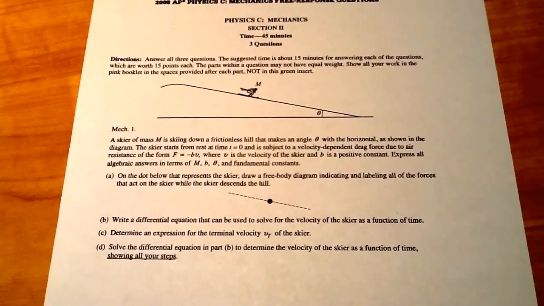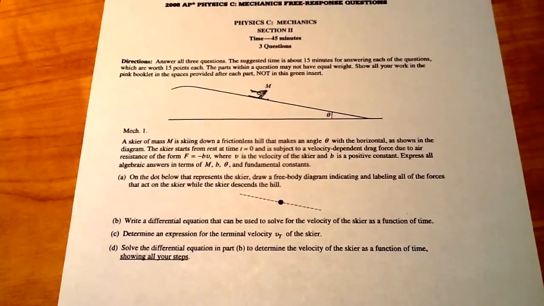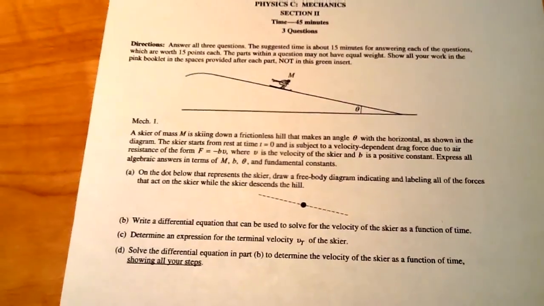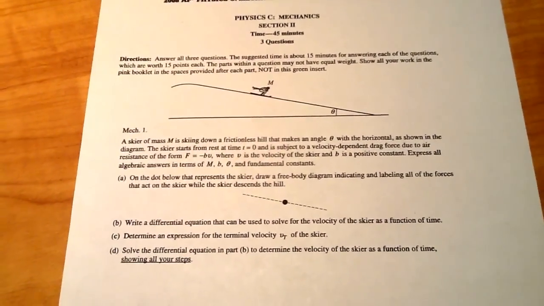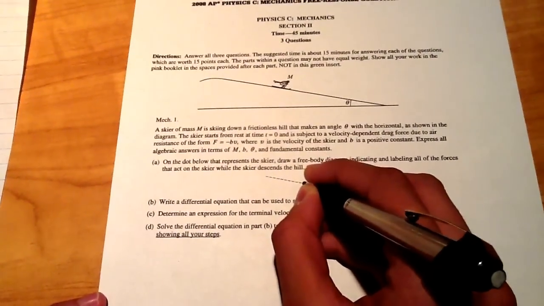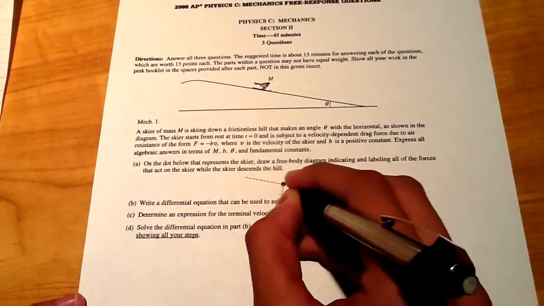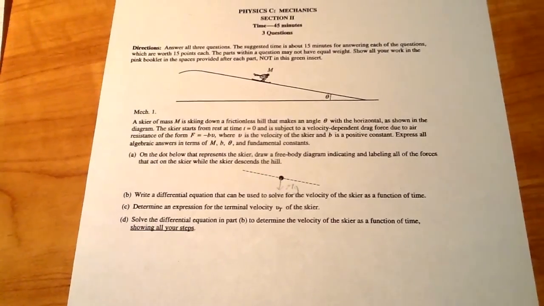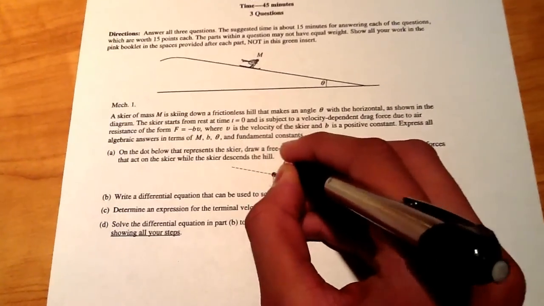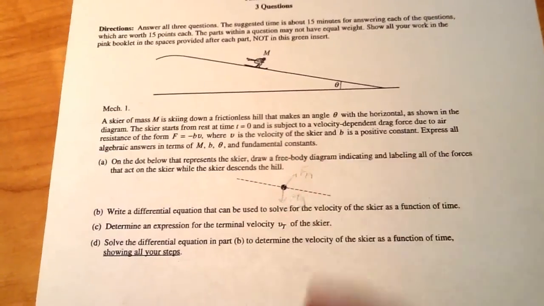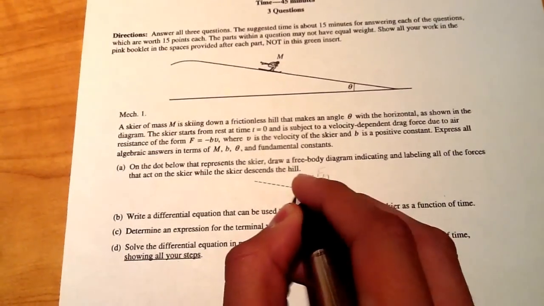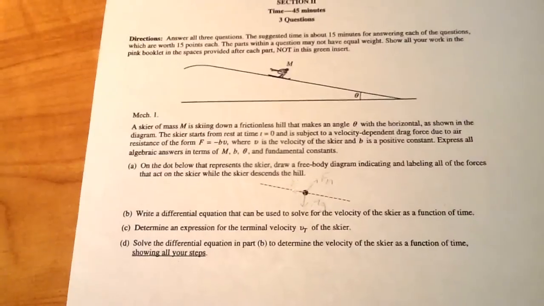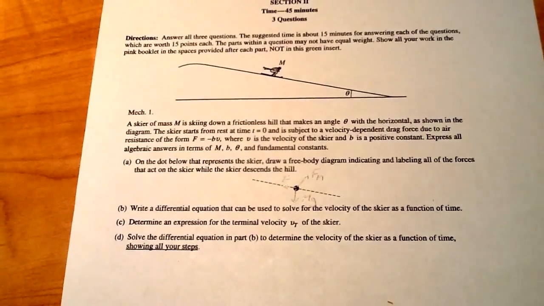Part A. On the dot below that represents the skier, draw a free body diagram indicating and labeling all the forces that act on the skier while the skier descends the hill. So the first force that we're going to write down is one that's going downwards, and that's mg. Now, perpendicular to the hill, we have the normal force going upwards. And going up on the hill, you should have a smaller drag force.